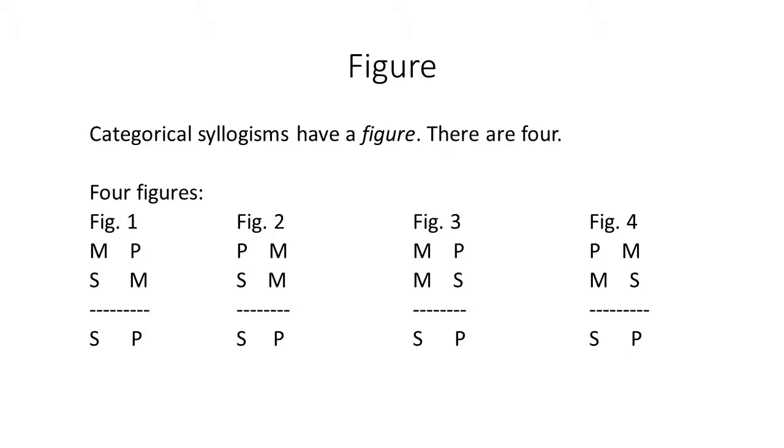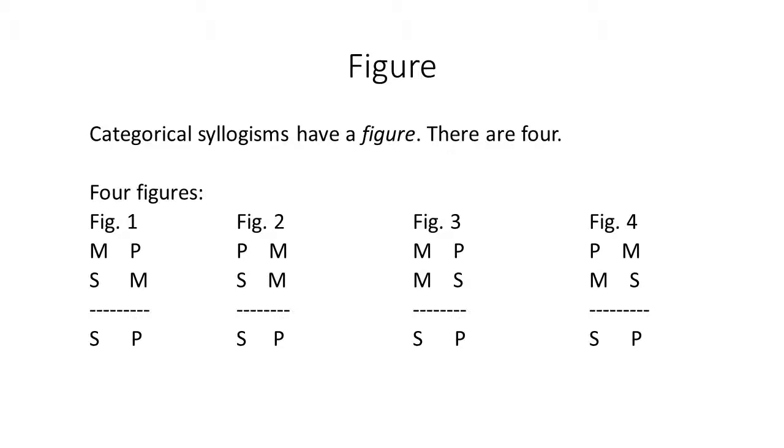So in figure 1, in our first line, M, P, this means that the middle term, M, comes before the major term, P, the predicate of the conclusion. In figure 2, what's being depicted is that the predicate term of the conclusion, that is the major term, comes before the middle term.